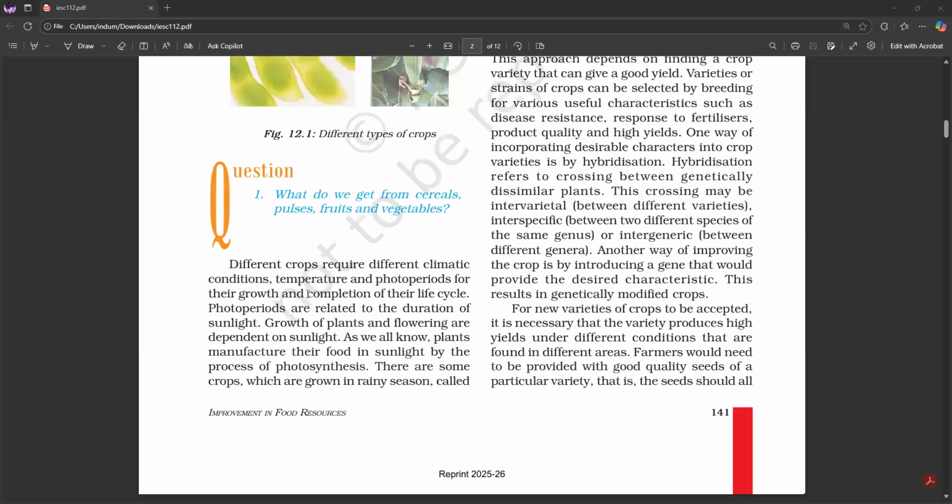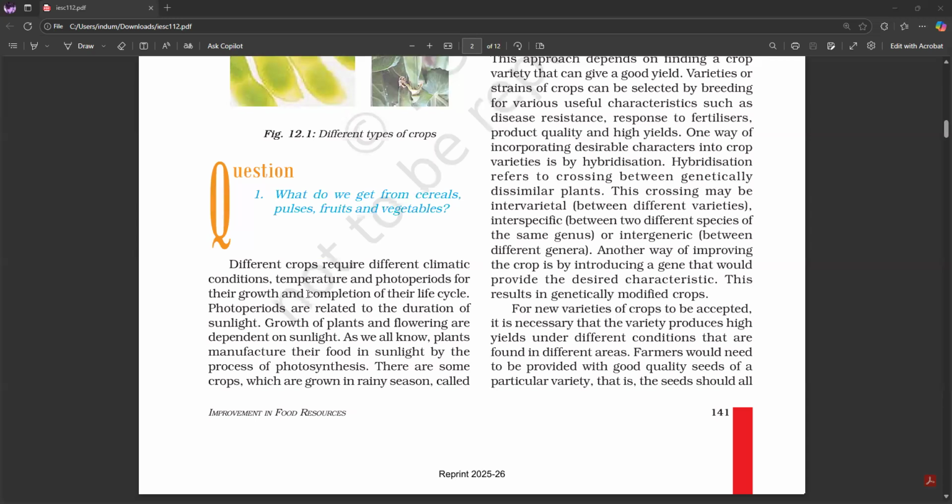Different crops require different climatic conditions, temperature, and photoperiods for their growth and completion of their life cycle. Photoperiods are related to the duration of sunlight. Growth of plants and flowering are dependent on sunlight. As we all know, plants manufacture their food in sunlight by the process of photosynthesis.